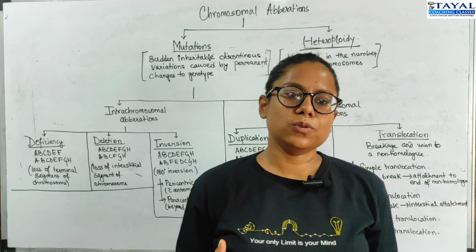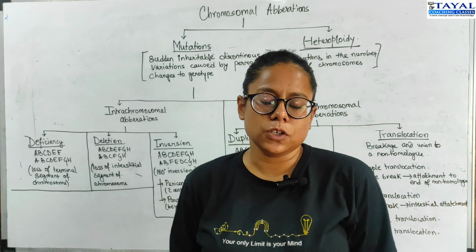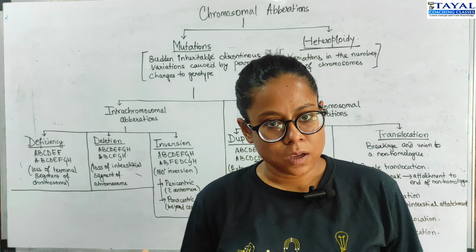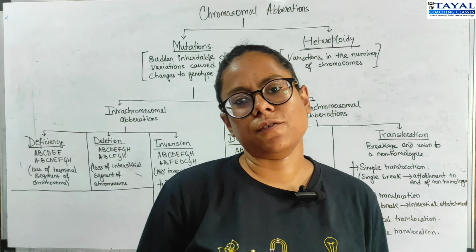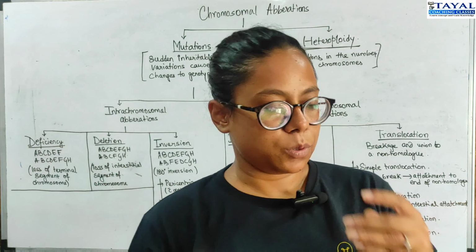So for example, our chromosomal number is 46. We are diploid 46 individuals. If the chromosomal number changes to 45 or 47, right, or a 92, those kinds of changes are heteroploidic changes. In today's video, we are going to focus on mutations.